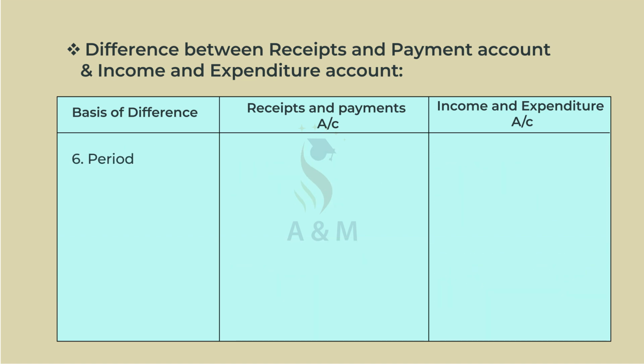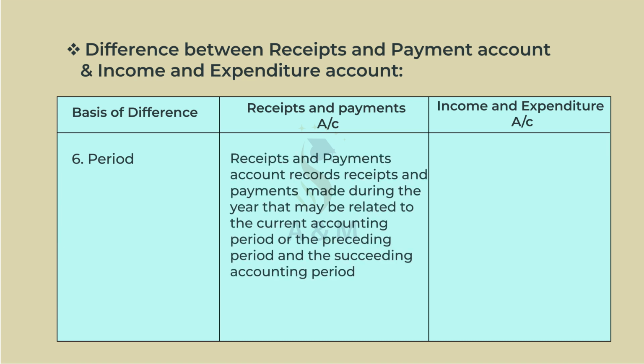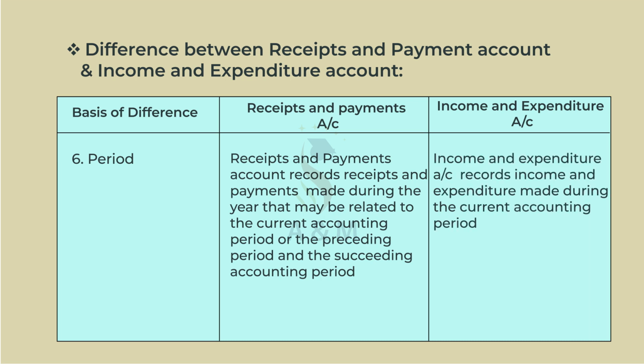Sixth, based on period. Receipts and payments account records receipts and payments made during the year that may be related to the current accounting period or the preceding period and the succeeding accounting period, whereas income and expenditure account records income and expenditure made during the current accounting period.